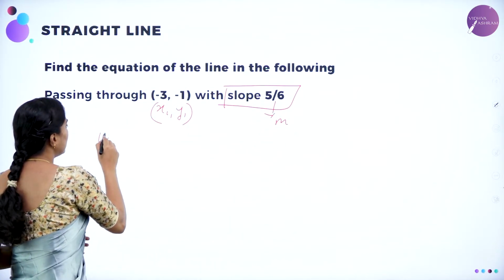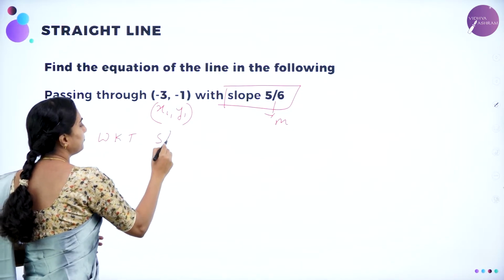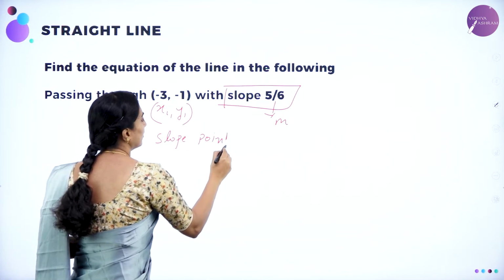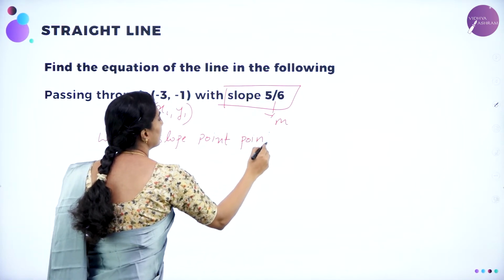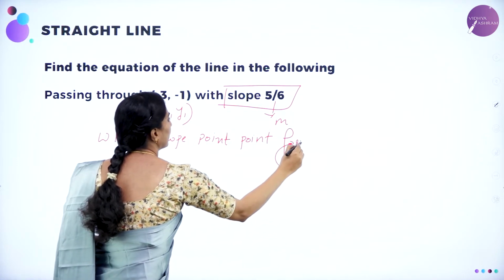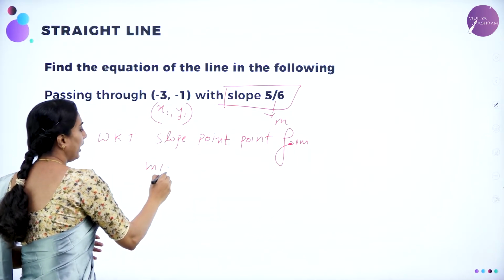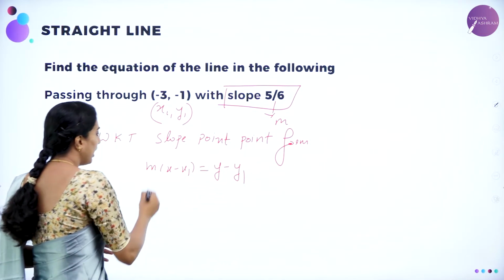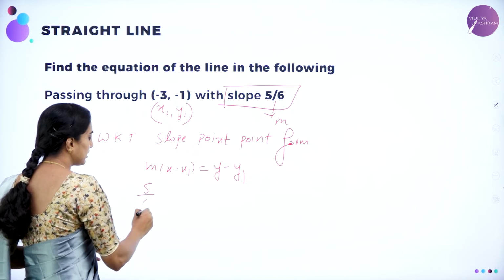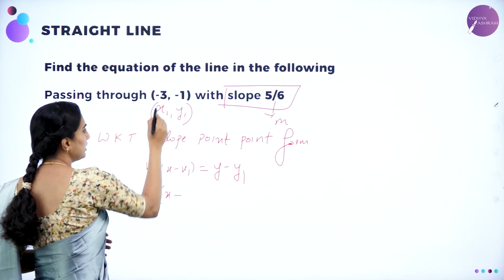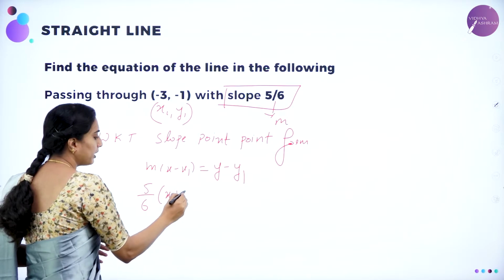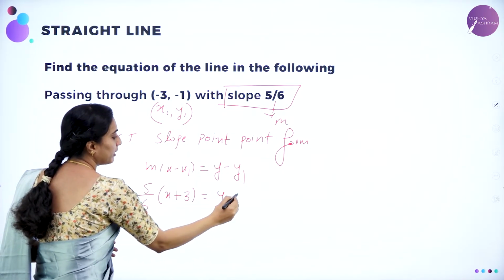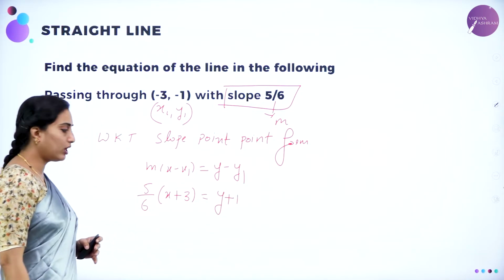We know that slope point form is given by m into (x minus x1) is equal to (y minus y1). M is nothing but 5 by 6 into (x minus x1), x1 is minus 3. Minus of minus will become plus 3, is equal to y minus of minus 1, which will become plus 1. Now you can cross multiply.